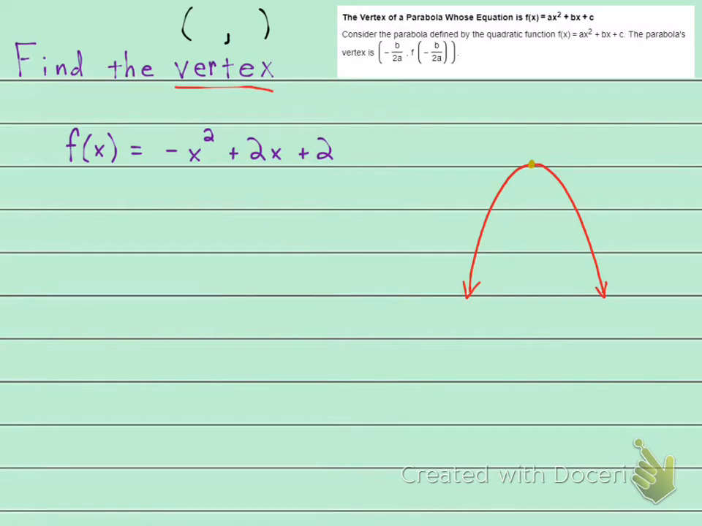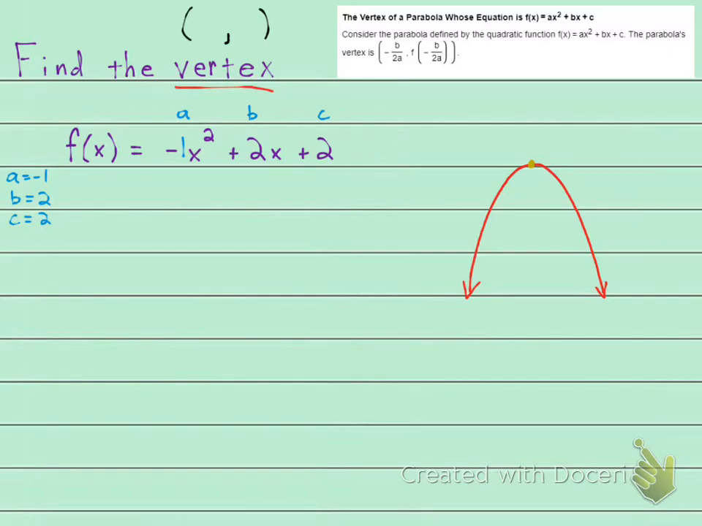Now to find the x part, we're going to do this: negative b over 2a. If it's in standard form, negative b over 2a. And to find your b and your a, we're going to get it from here. First coefficient is your a, which is -1. Next coefficient is your b, which is 2. And the last coefficient would be c, which is 2. So let me label them over here. A is -1, b is 2, and c, which we don't need right now, is 2.